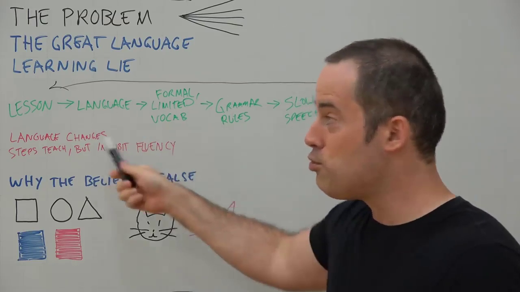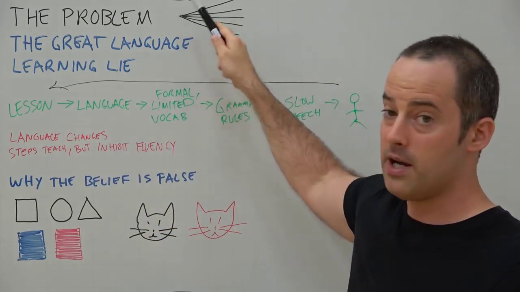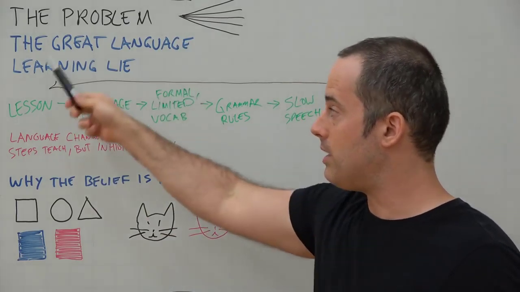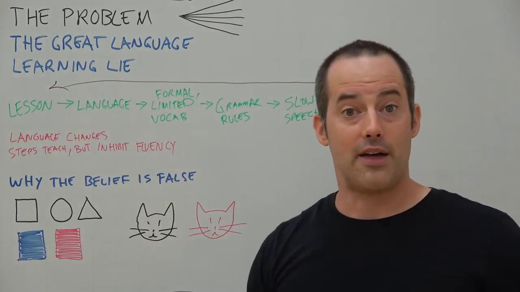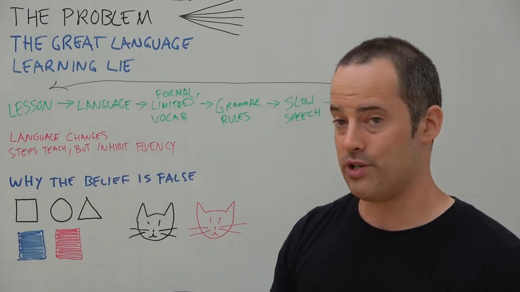So if this is you, if you have this problem, again, it's really all these different things here that come from this one idea. So I hope you understand this. This is incredibly important, and it's really the great language learning lie, that there's such a thing as a second language. And I'll show you why that's not true in just a moment.